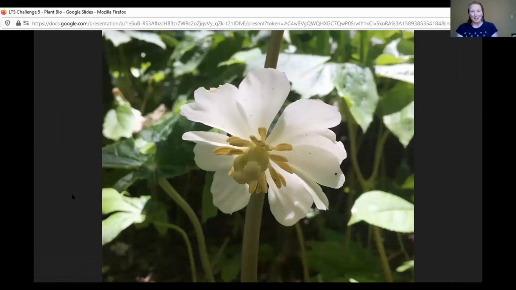The last plant that I want to share with you in picture form is this mayapple. And mayapples are really cool. They're also known as mandrakes, but they're not like the mandrake roots in Harry Potter. They're not going to scream when you take them out of the ground. But they do have really cool fruit. It's kind of like a cross between an apple and a lemon. And it's native to North America.